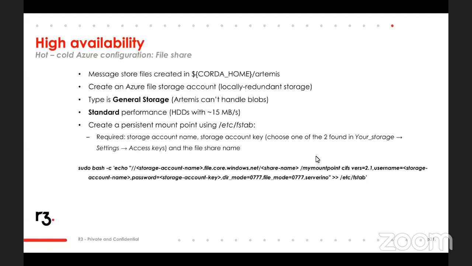Next is setting up the file share. By default, the master store files are created in the Corda home Artemis directory. The file storage we use, the file share, is actually a file storage account with locally redundant storage enabled. The type is general storage because Artemis can't handle blobs. For this proof of concept, we used standard performance, which is enough, HDDs with about 15 megabytes per second transfer rates. Azure allows the use of SSDs as well.